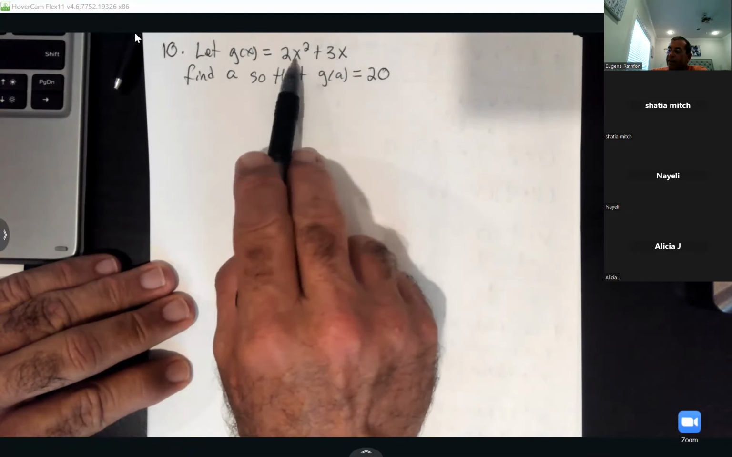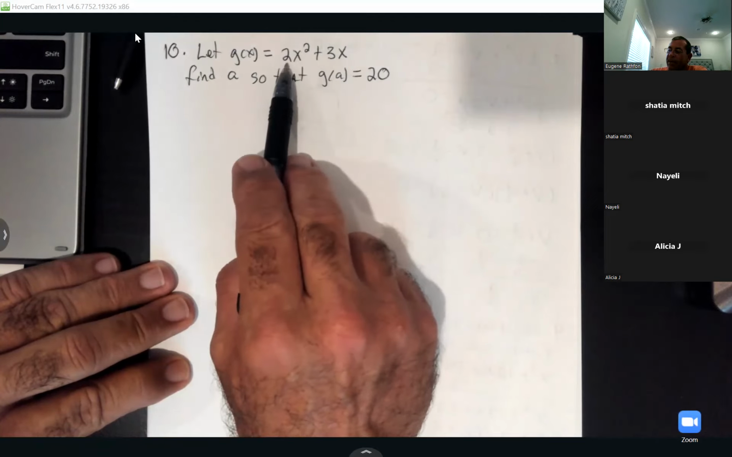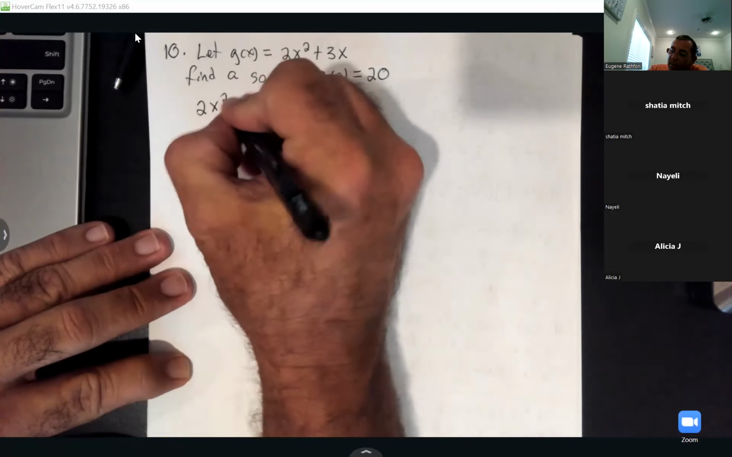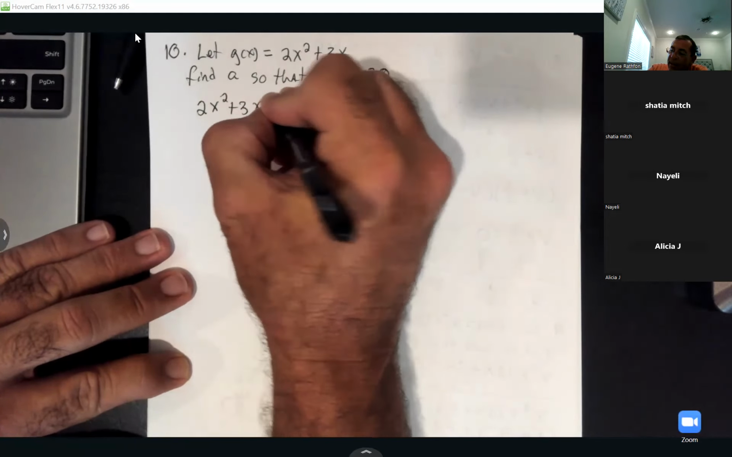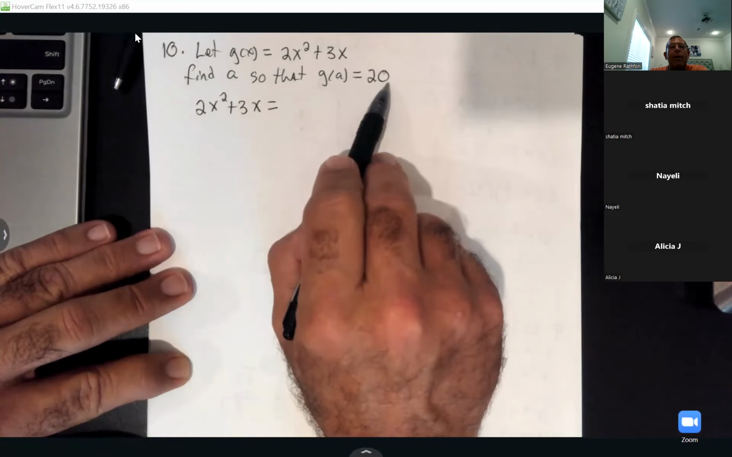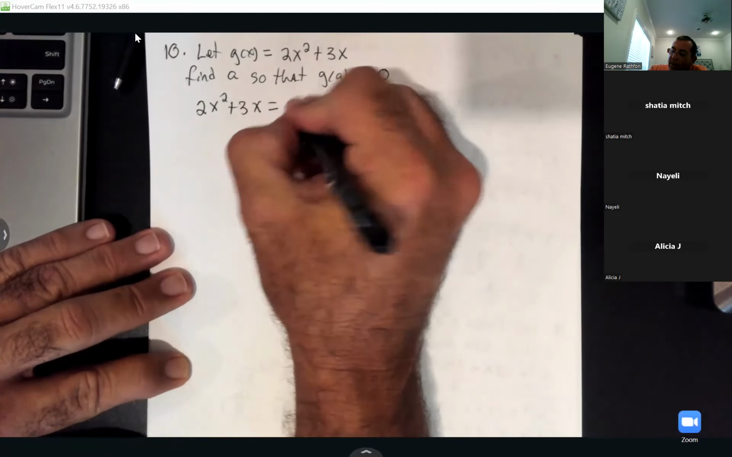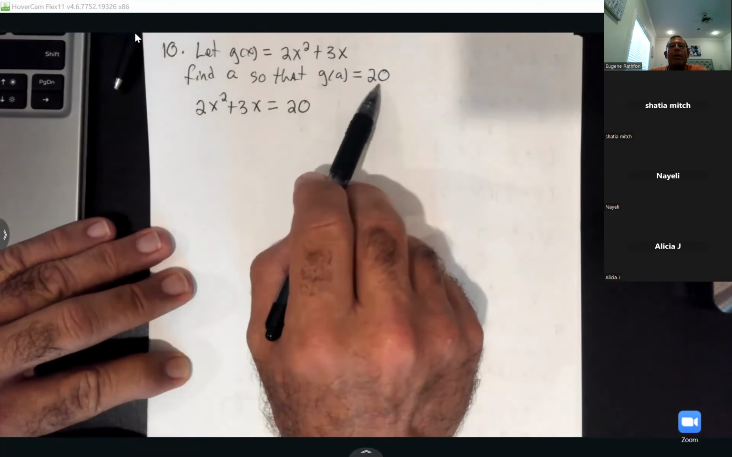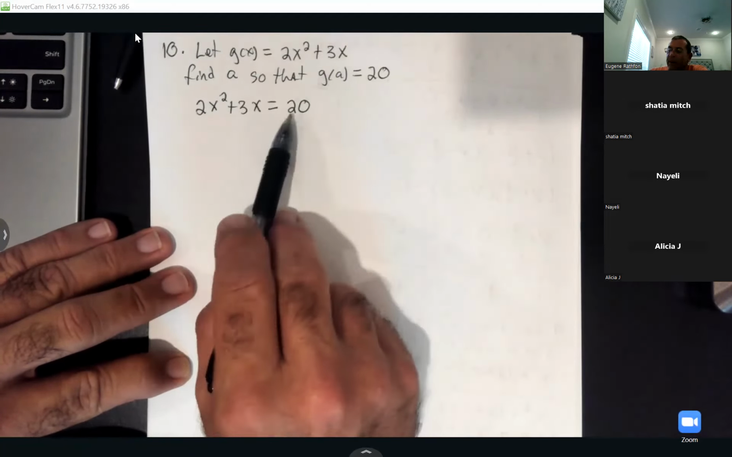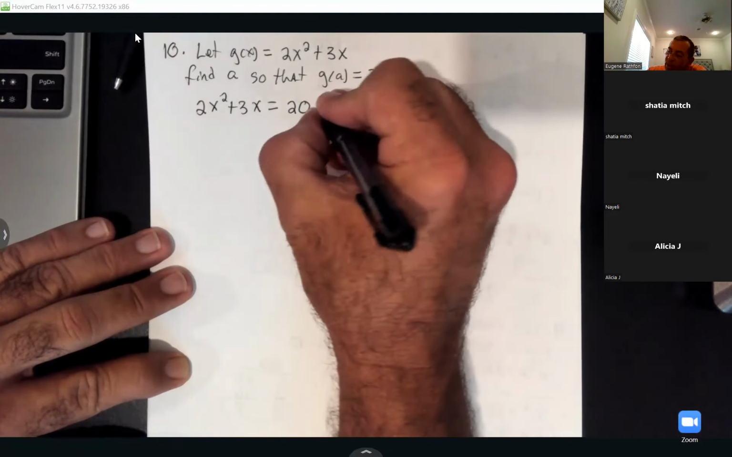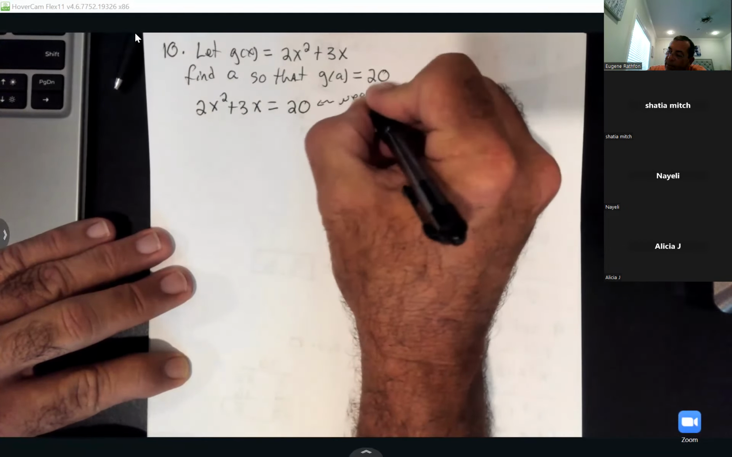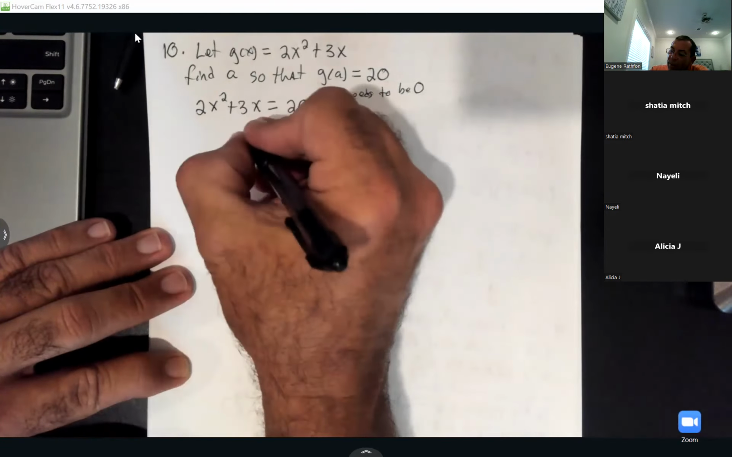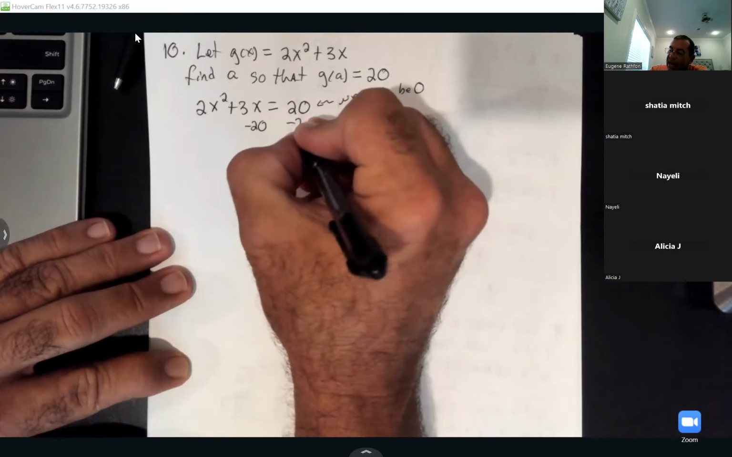So guess what? I'm going to take my polynomial 2x squared plus 3x, and I'm going to set it equal to the 20. So y'all, same thing as Walgo. Set the polynomial equal to the amount that they want. Now to solve this, that needs to be a 0 again. So to make that a 0, I'm going to subtract 20 from both sides.